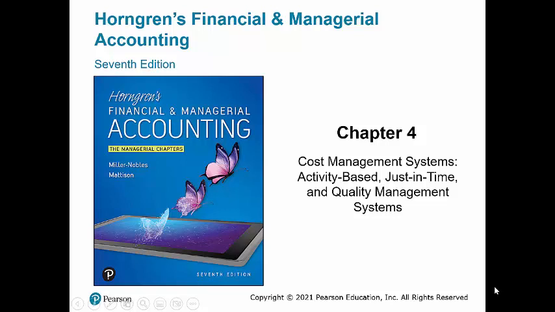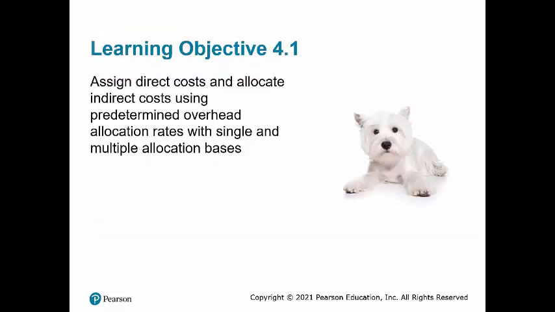This presentation is for Chapter 4, Cost Management Systems, Activity-Based, Just-in-Time, and Quality Management Systems. In Learning Objective 1, we're going to assign direct cost and allocate indirect costs using predetermined overhead allocation rates with single and multiple allocation bases.